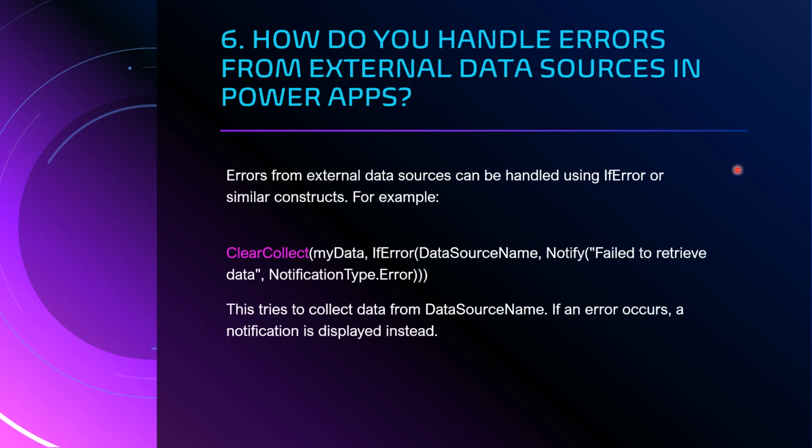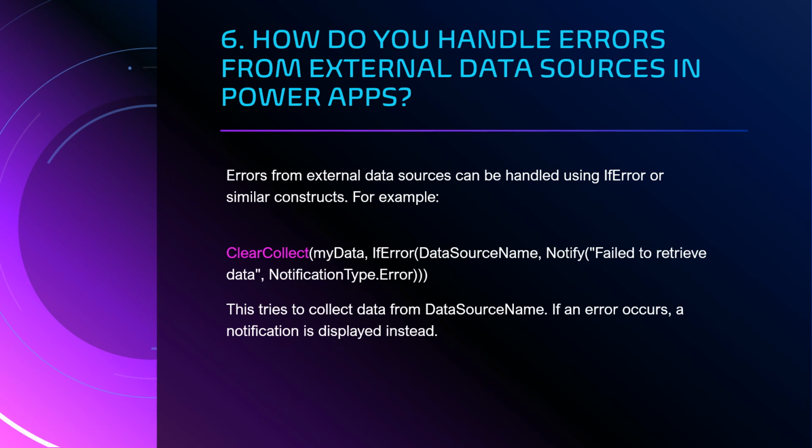How do you handle errors from an external data source in Power Apps? Errors from an external data source can be handled using IfError or a similar construct. Here we are taking a collection. We are calling ClearCollect with my data, then IfError with the data source name, then Notify, then the notification type. This tries to collect data from the data source. If any error occurred, a notification is displayed.